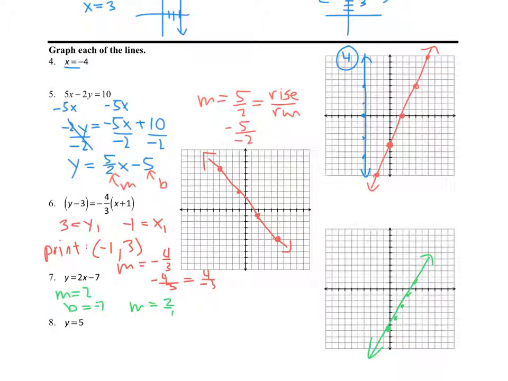And the last one in this part, y equals negative 5, is going to be a horizontal line that goes through all points in the graph that have a y value of negative 5, which is going to be a horizontal line passing through y equals negative 5.